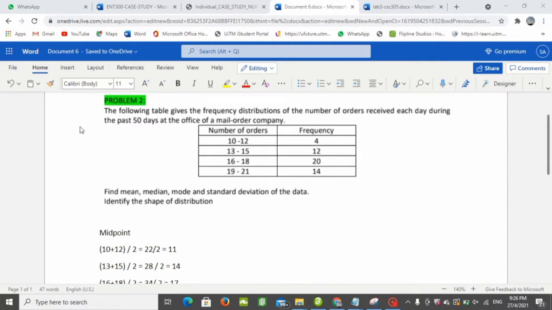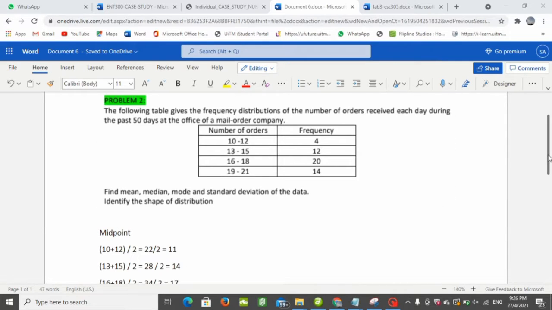I will explain about the problem 2 mean. Problem 2. The following table gives the frequency distributions of the number of orders received each day during the past 50 days at the office of a mail order company. 50 days, this is the total of frequency. Find mean. I will explain about mean.